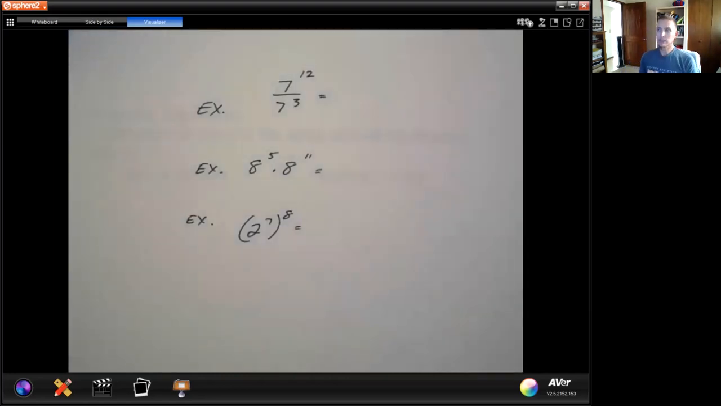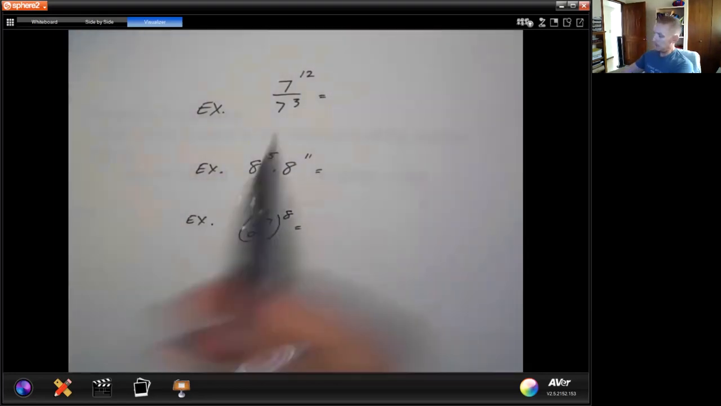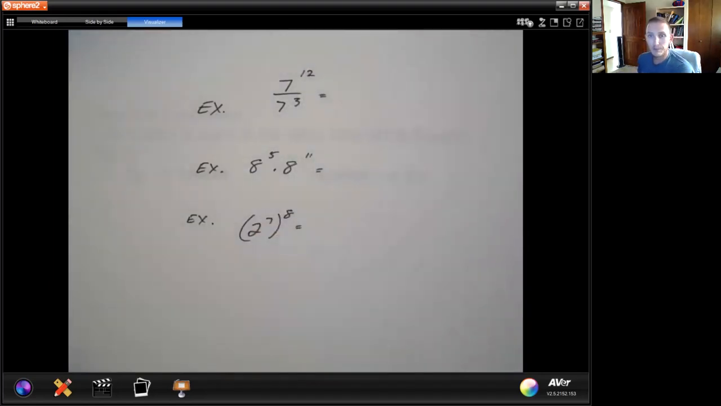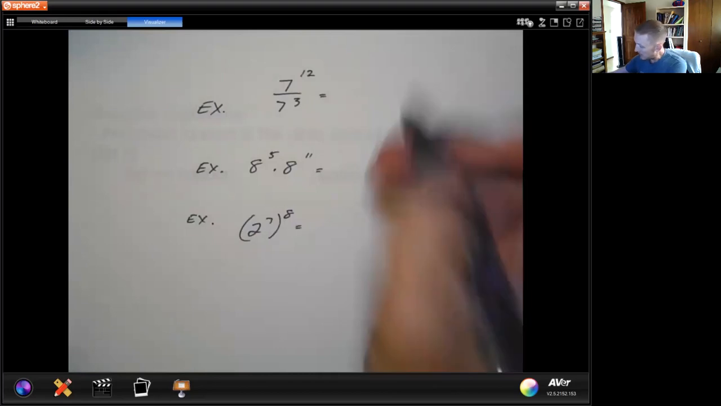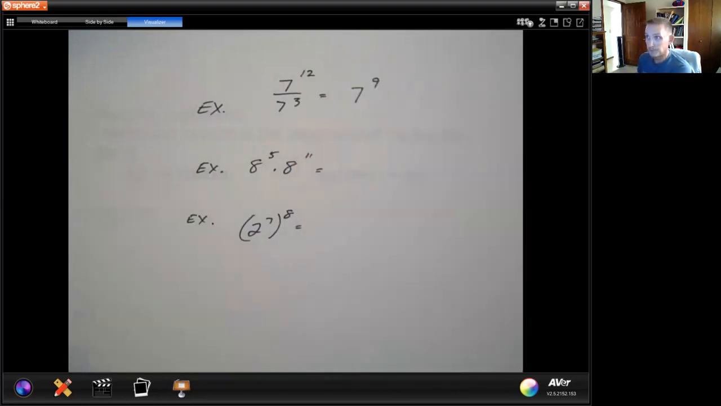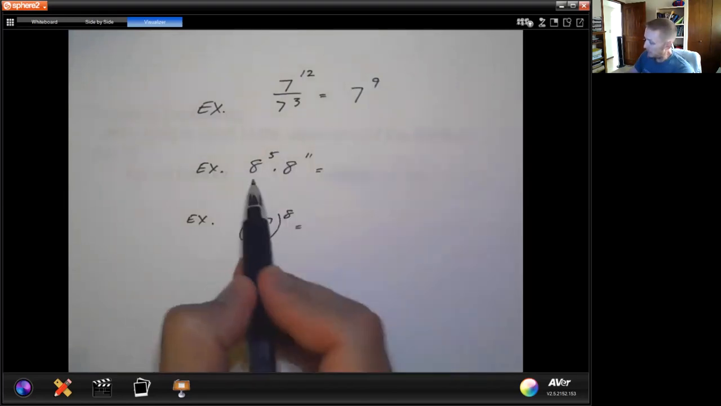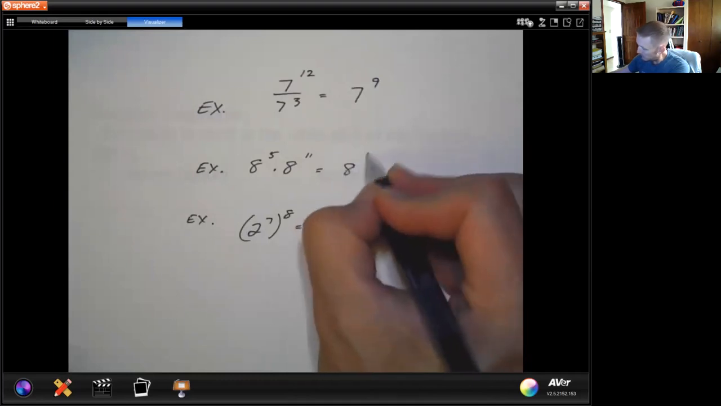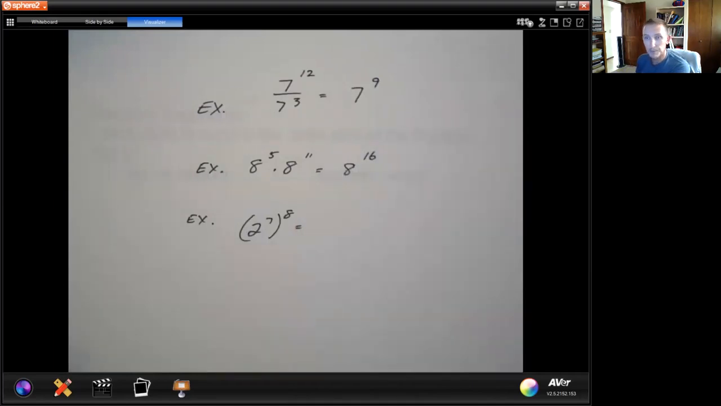Now that we're back, let's take a look at these 3 example problems. This first example problem is the same base in a fraction bar, and that means division. So remember your notes. If I'm dividing the same base, I subtract the exponents. So this should become 7 to the 9th power. The second example is the same base and we're multiplying. Well, our notes told us that if we are multiplying with the same base, I'm going to add exponents. So this becomes 8 to the 16th power.